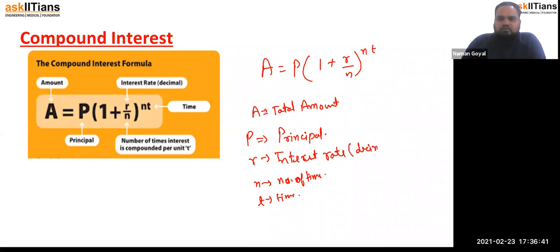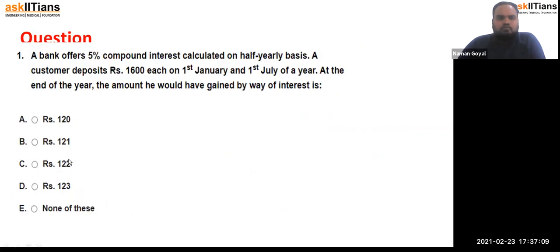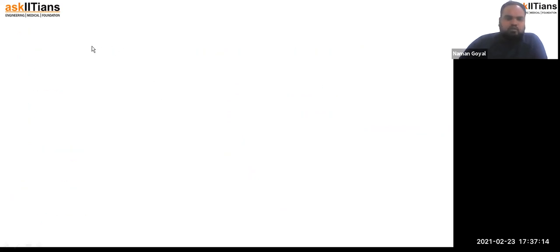Now see, in some books it is also given that A equals P into (1 plus R upon 100) raised to power n, where n is the time in years and R is the rate in percent. This formula becomes simple to use, right? So we can use any formula. If you want to use this formula, you can use that, but this formula is easier and simpler. Now we are going to do some questions.